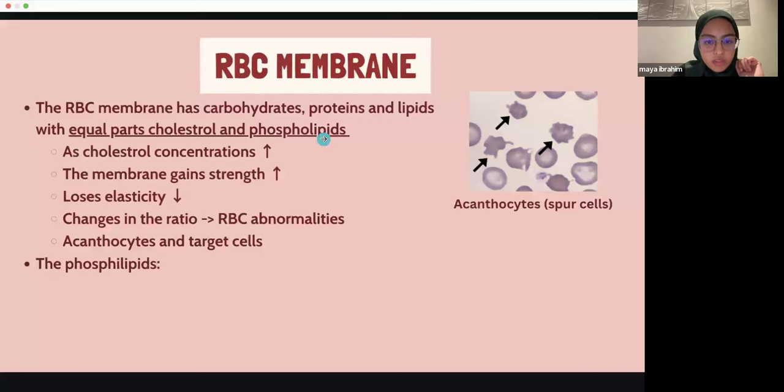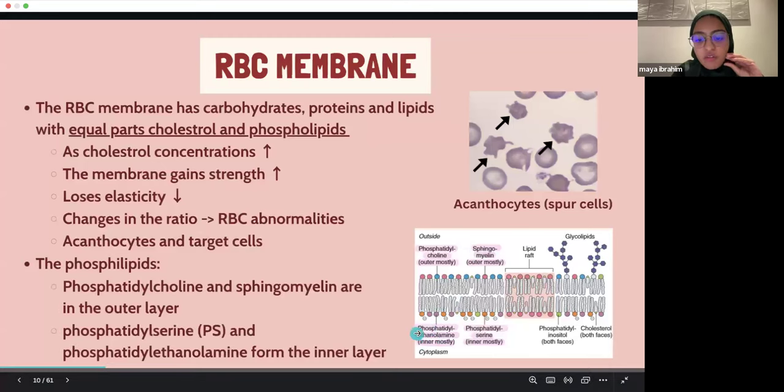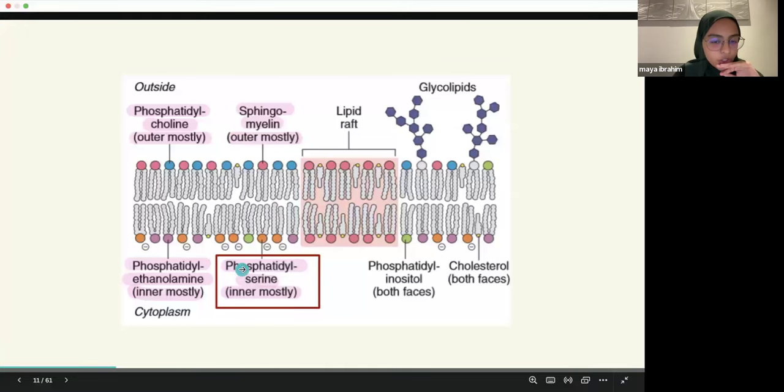For the phospholipids, they're unevenly distributed throughout the membrane. So you have two outside and two inside. And their names are very hard, I will admit. They have two on the outer membrane called phosphatidylcholine and sphingomyelin. And on the inner membrane, they have phosphatidylethanolamine and phosphatidylserine. The only one I think you guys need to know is phosphatidylserine. This is the only important one here, I'm pretty sure.